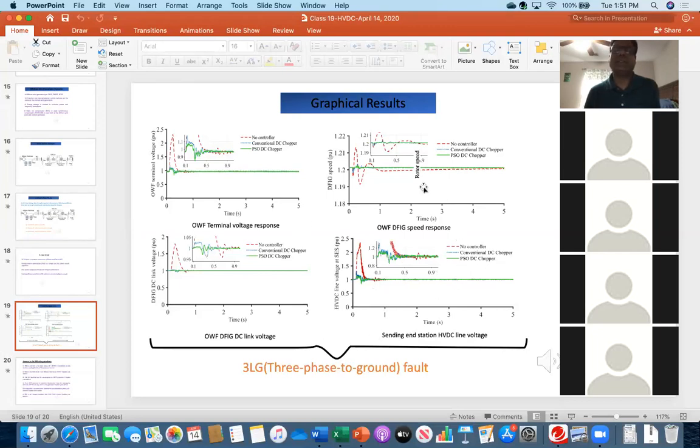And you see all these results, what was the scenario of the fault? The most severe one, three-phase to ground, which is simply called the 3LG. Of course, for other cases like 2LG fault and 1LG fault, you will get a similar response, but the voltage surge magnitude will not be that high. So this is the most severe situation.